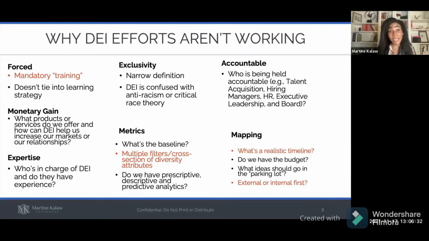Because if we don't have a baseline, we have nothing to measure against, then we don't actually know that we're making progress, right? So that's really important. And in order to understand and determine the baseline, and I really do think there's value in doing this, we get to drill down on filters, having multiple filters, looking at a cross-section of diversity attributes when we're looking at the metric.